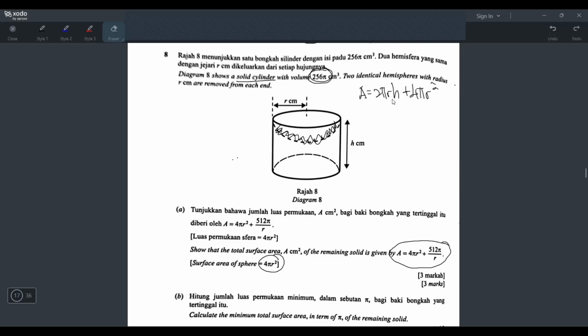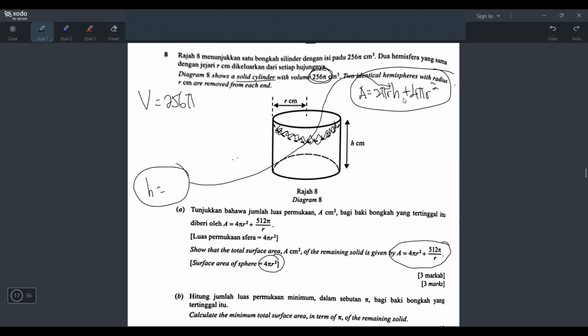Alright. Can you see this one? The one I write here is not the same as what they write here. You know why? I told you already in the beginning, right? Because my one is A in terms of r and h. The one they want is A in terms of r only. That is why I told you in the beginning, you have to start with the volume information and find h in terms of r first. Then substitute in here, then you will get it in terms of r only. That's why I said earlier, you have to use the volume information first.